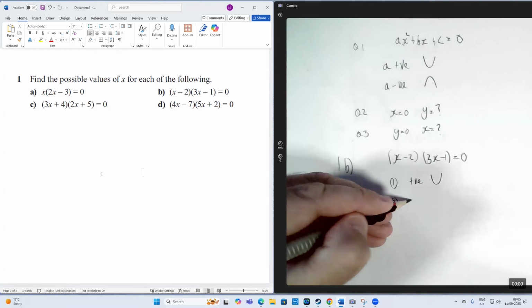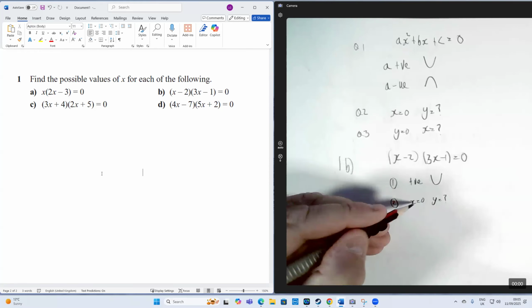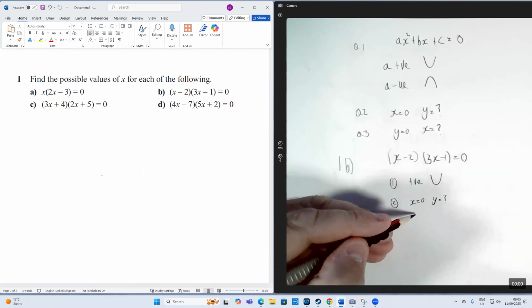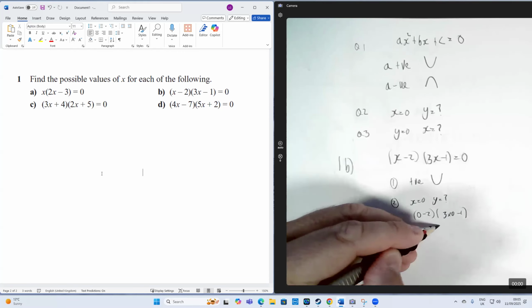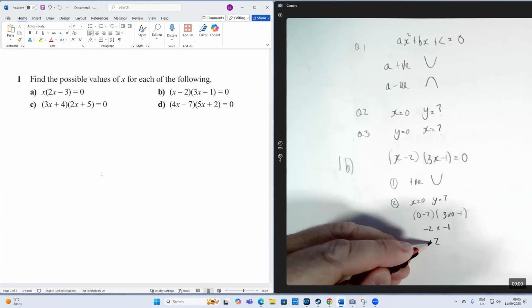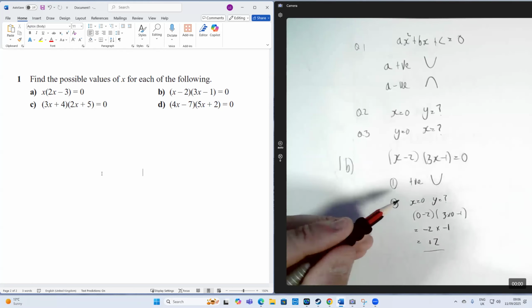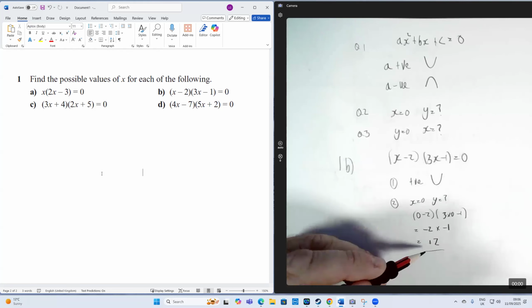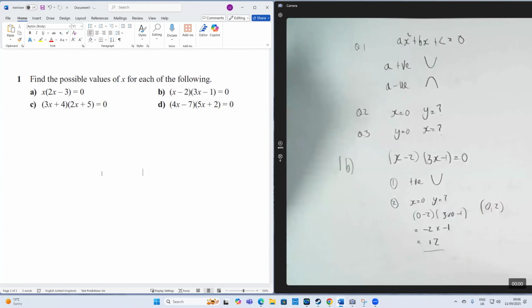Question two, when x is equal to 0, what is y going to be? In this case, we would have 0 minus 2 times 3 times 0 minus 1, which is minus 2 times minus 1. So minus 2 times minus 1 is positive 2. Therefore, it's going to intersect the y-axis, when x is 0, at 2. So the coordinate of the point of intersection with the y-axis will be (0, 2).